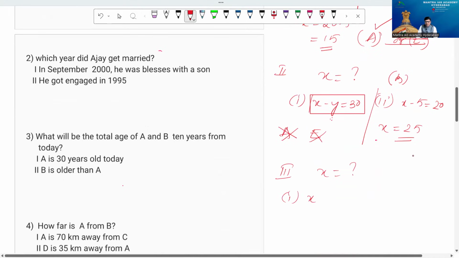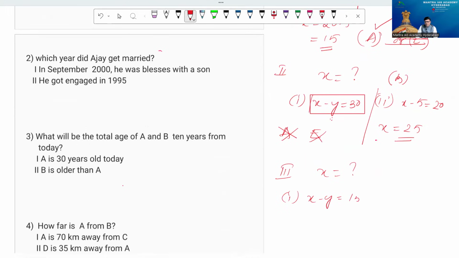The first statement is x minus y is equal to, imagine, 15. The second statement is x plus y is equal to, let's say, 25. Now observe the logic, please. Will you get the answer by using the first statement? No. Individually it's impossible, because the variable y is there. It's not possible to get the answer by using 1. So our answer is not A.